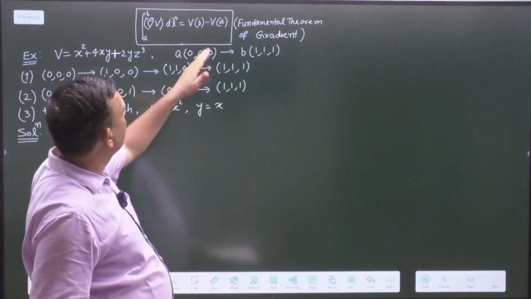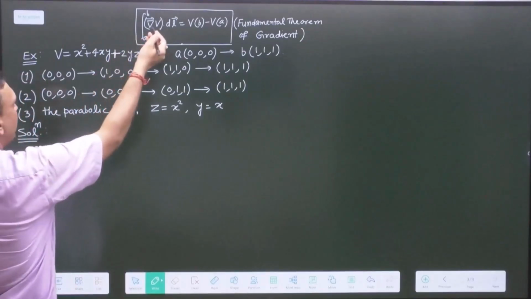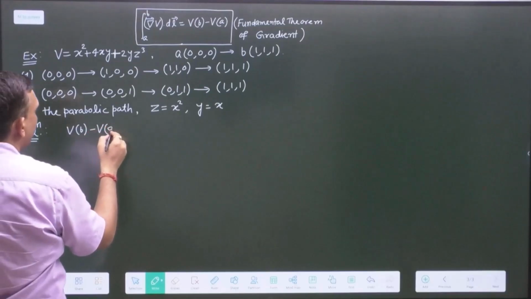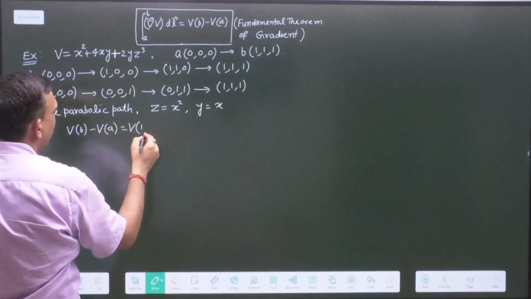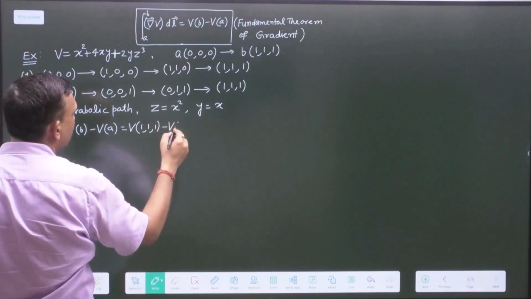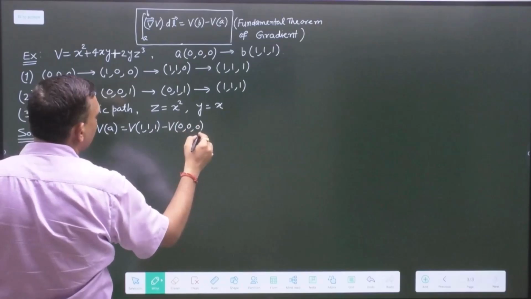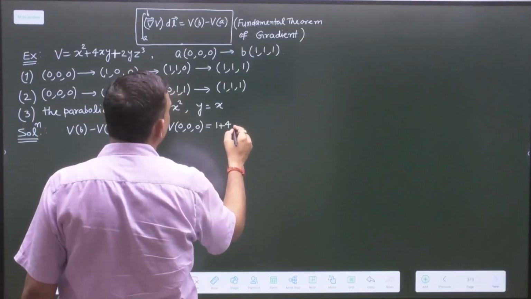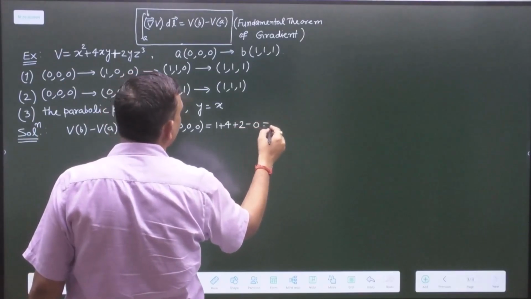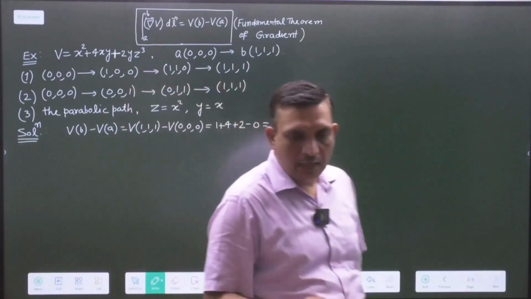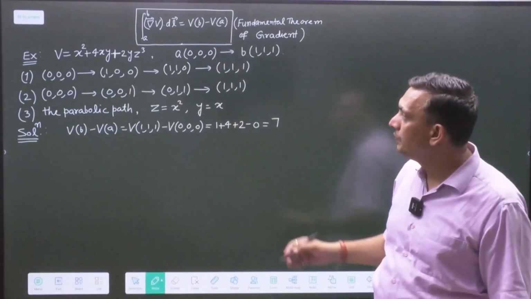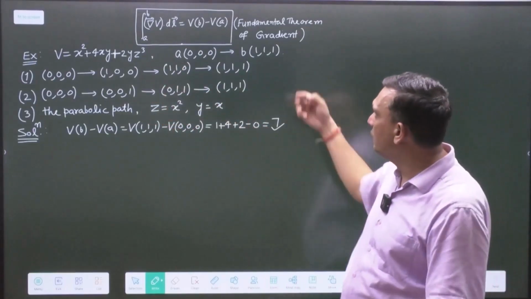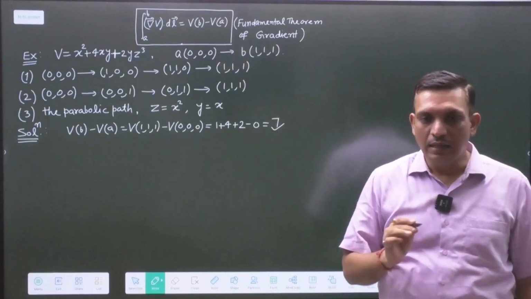Let us first check VB minus VA, because this integral value must be VB minus VA. VB minus VA is given by V(1,1,1) minus V(0,0,0), and this will be 1 plus 4 plus 2 minus 0. This value will be 7. So if you calculate the gradient V dot dl from A to B along different paths, you will get the same value. That we have to verify. If we can verify this, that verifies the gradient theorem.